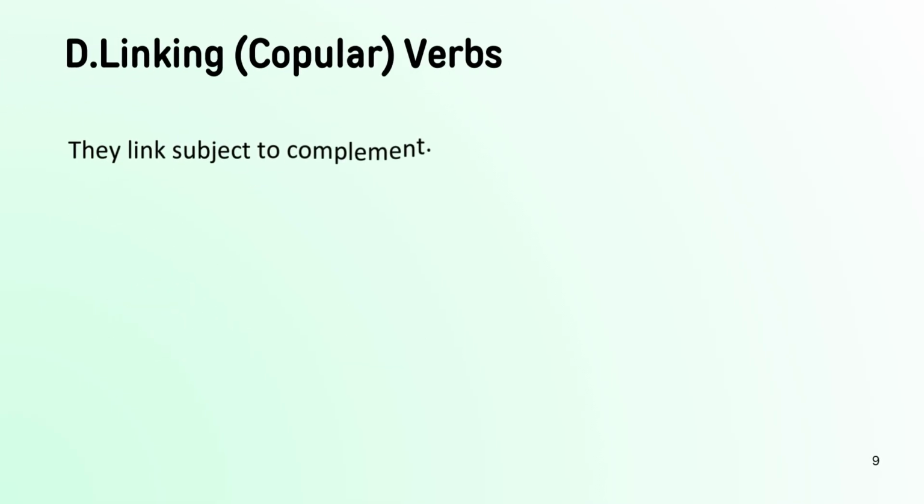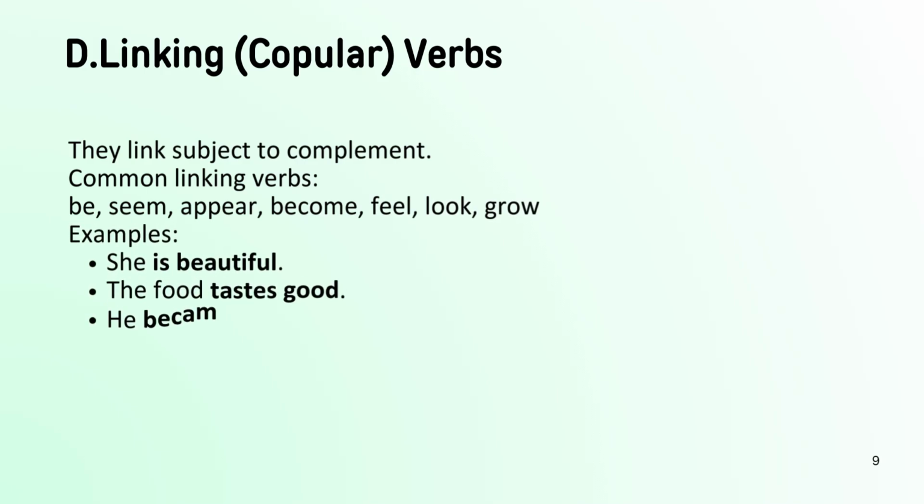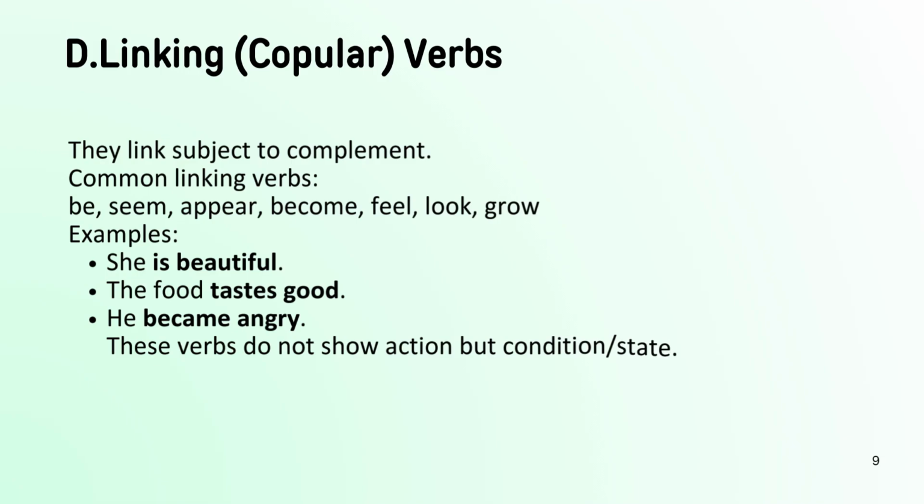Then we have the linking copular verbs. They express conditions. So these are verbs that are used to express condition. They link the subject to the complement. All right. She is beautiful. The food tastes good. He becomes angry. You can see those highlighted words are the linking copular verbs.